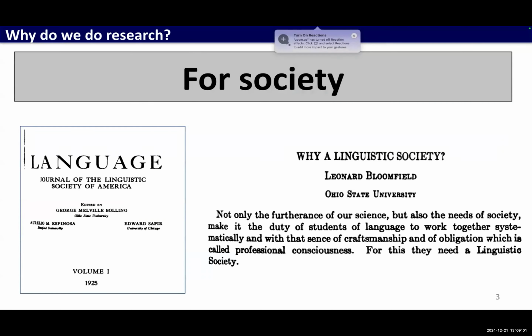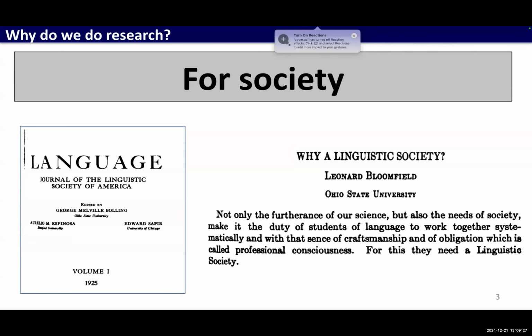So why do we do research? Well, one reason that we do research is for society. Here on the screen, you have a quote from the very first article that appeared in the very first issue of the journal Language in 1924, well, 1925. That's when the Linguistic Society was founded, and at the same time that the society was founded, the journal was started.